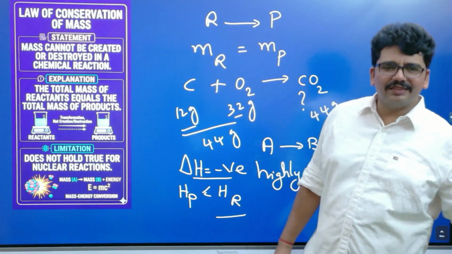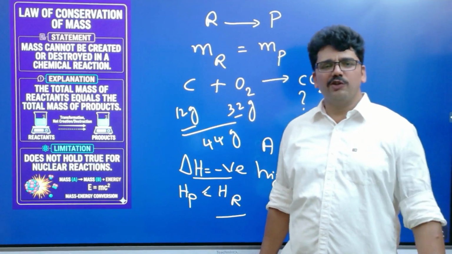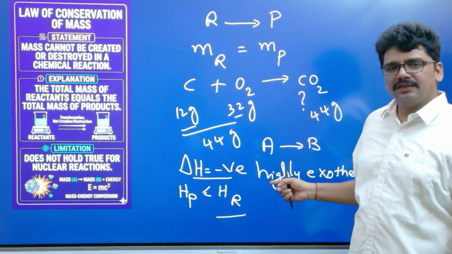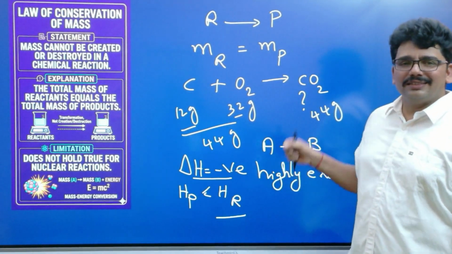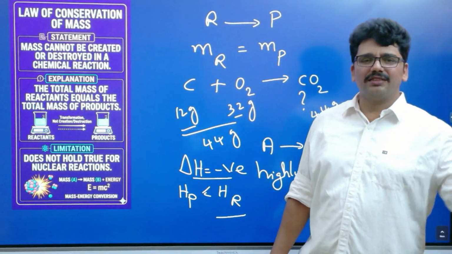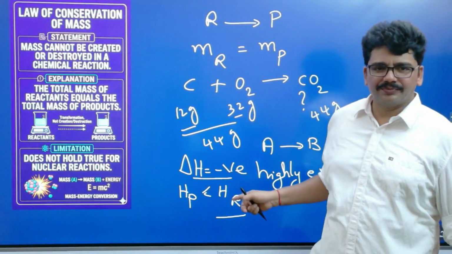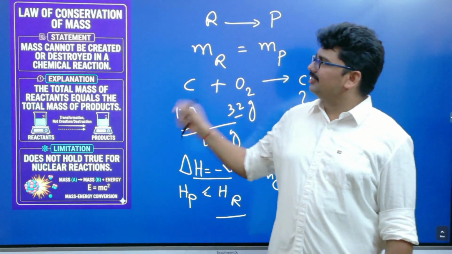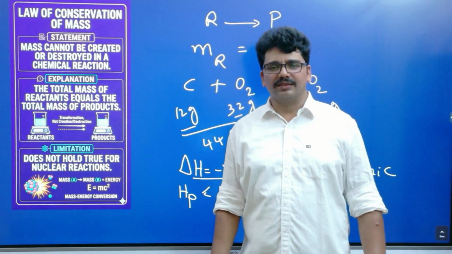So that's why the loss in mass is considered in nuclear reaction. But in chemical reactions, the energy released is less compared to nuclear reaction. So the loss in mass is not considered, that is negligible. So it is not an exception. Only nuclear reactions are exceptions for the law of conservation of mass.